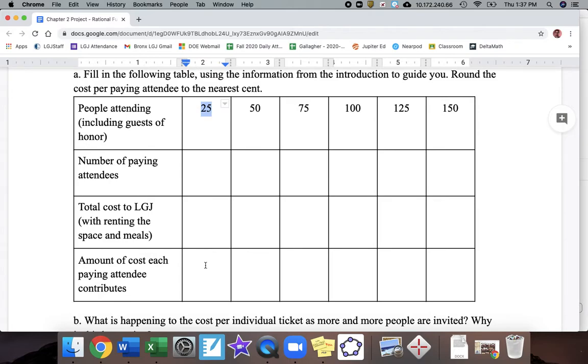Now, the amount of cost each paying attendee contributes might sound a bit confusing, but all that is saying is if we were to divide the total cost among every paying attendee, how much would they pay? So here, there are going to be 25 people invited, so 20 of them are paying, because remember, those 5 people aren't. So whatever this total cost is, you're going to divide by the 20, which is the one up here too, to get your amount of cost for each attendee.